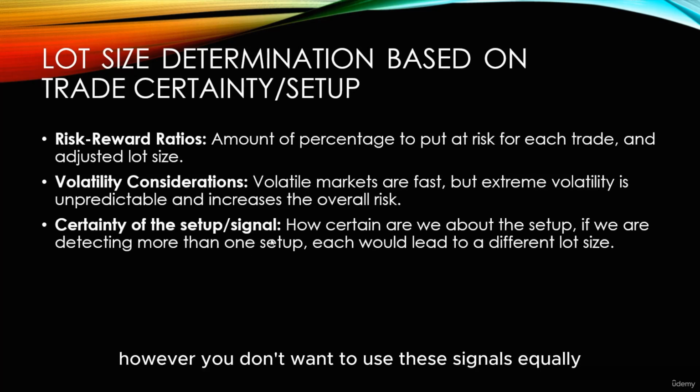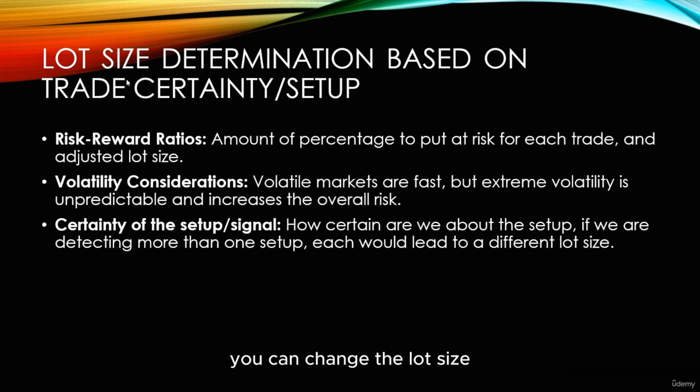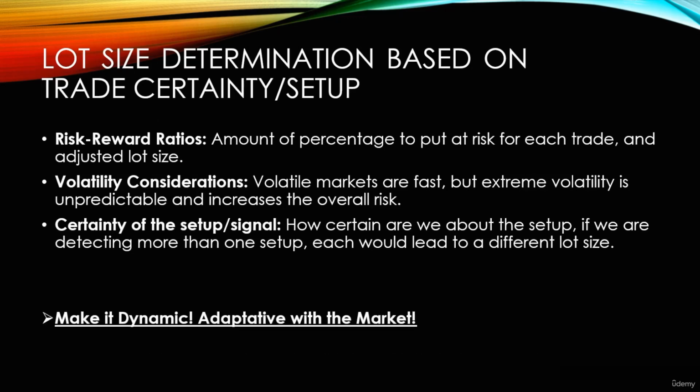However, you don't want to use these signals equally. You can change the lot size because you know that some signals are very rare, but they are gems. If you find them on the market, these are 90% accuracy. And this is when we would increase the lot size with these certain signals. So in brief, if I wanted to put it in one sentence, I would say make it dynamic. Don't make it a static strategy. It's very dynamic, just like the market, and it will adapt with the market. This is how you can increase the odds of you having a winning strategy.